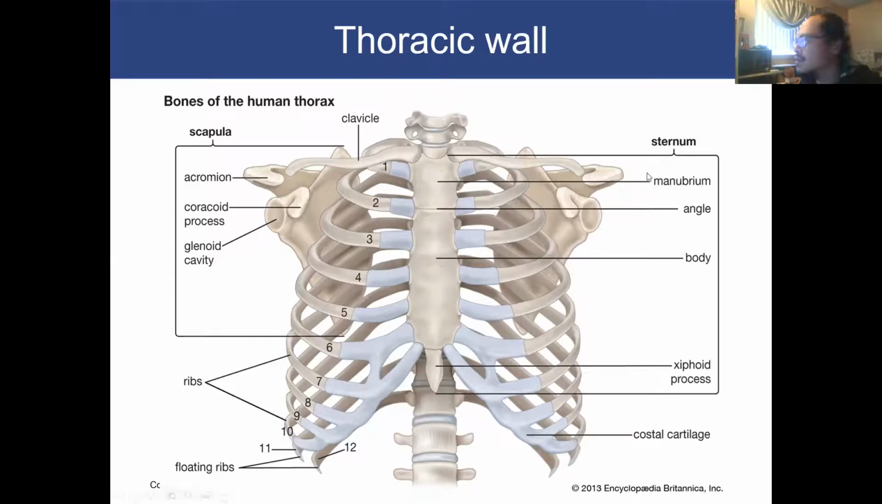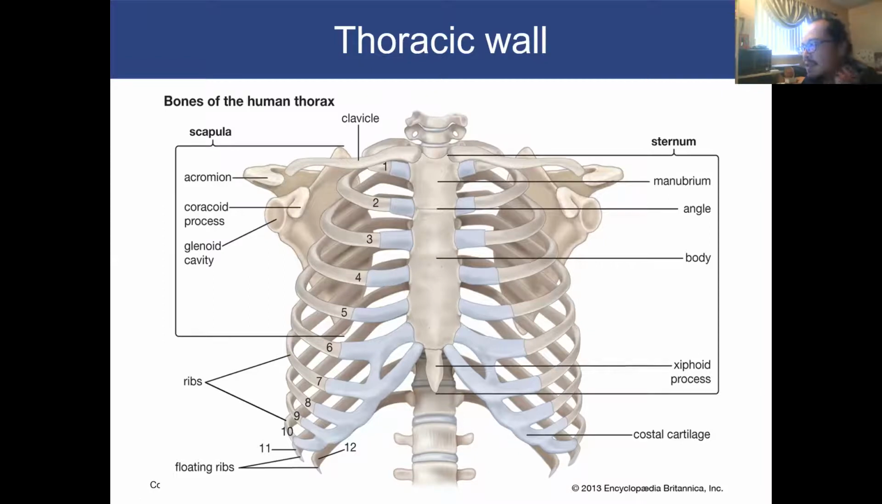Sternum has different portions. The manubrium part. This is the angle. This is the body, and here is the xiphoid process of the sternum. So just some more detail about that. So sternum, spine, thoracic vertebra, 12 pair of the ribs. So that's a major one.